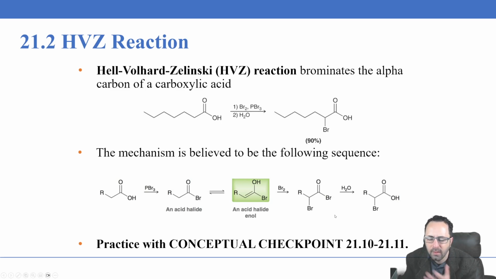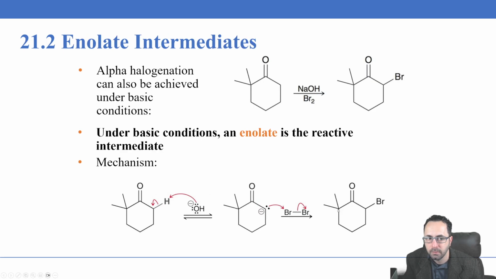So the detailed mechanism is not known. I'm not really going to ask you about this, but this is a reaction that could be synthetically useful if you want to put a halogen in the alpha position here on a carboxylic acid.